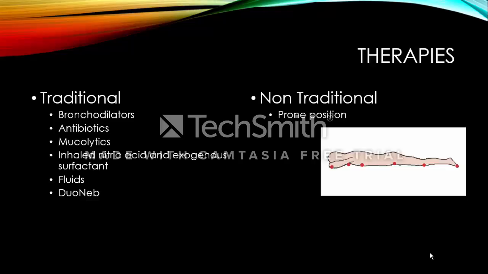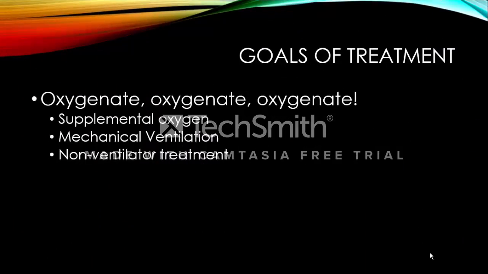A non-traditional therapy would be for the patient to lie in a prone position. This position will allow for oxygenation but should not be used long-term as it will not correct any underlying causes. Goals of treatment are to oxygenate. You want to get your organs oxygenated and get blood flowing. Supplemental oxygen can be provided. Mechanical ventilation can be done by intubation or tracheostomy. Non-ventilator treatments would include a CPAP or a BiPAP.